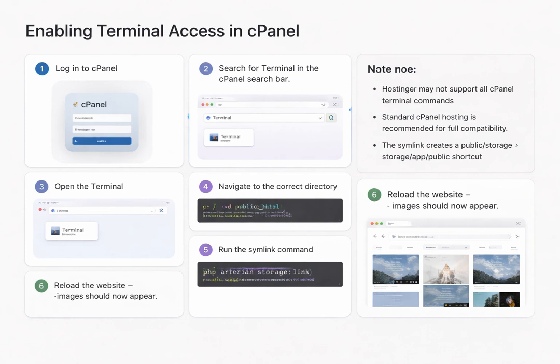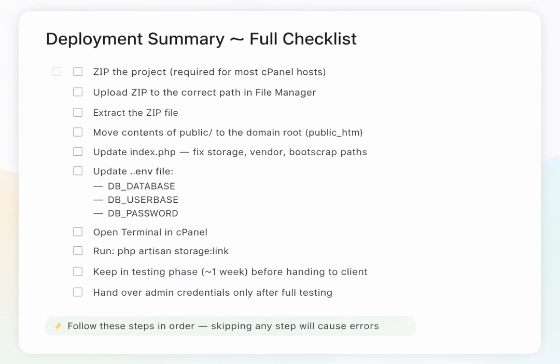The instructor also reiterates here that Hostinger's interface doesn't always support all terminal commands properly, which is another reason to prefer standard cPanel hosting for projects like this. The symlink essentially creates a publicly accessible shortcut so that images stored in the private storage folder can be served to website visitors. To bring everything together from this section, here is the complete deployment checklist.